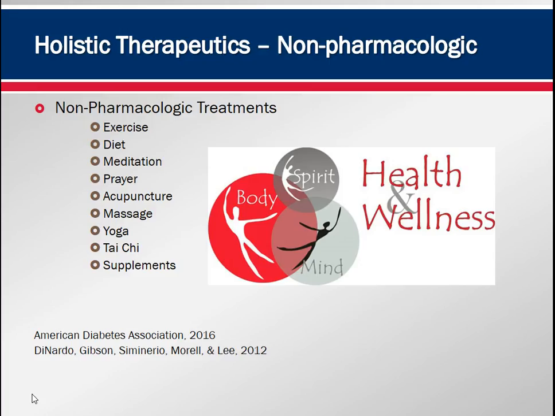Holistic therapeutics, non-pharmacological measures to mitigate the effects of type 2 diabetes, include exercise, diet, and measures to reduce stress and increase relaxation. Although research has not positively correlated some of the non-pharmacological holistic treatments with lower glucose levels, they can aid in effects such as improving sleep, improved digestion, lower stress, which does lower glucose levels, and an increased sense of well-being.